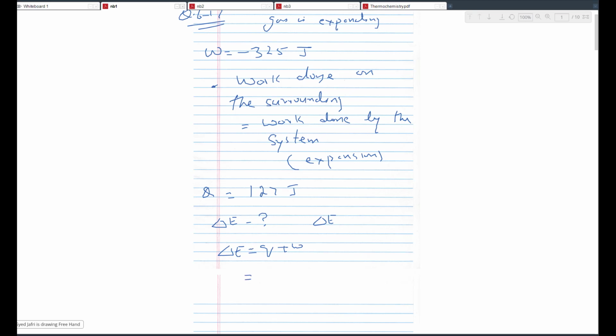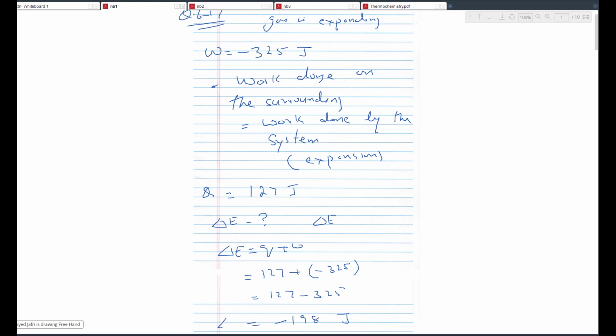So now I am putting 127 because it was positive, plus negative 325. Both of them are in joules. So 127 minus 325, and what you will get? Negative 198 joules. It means the internal energy is decreasing.